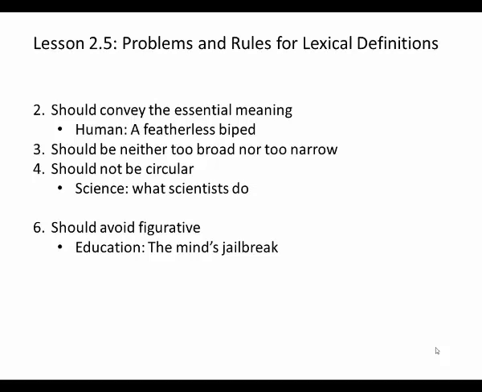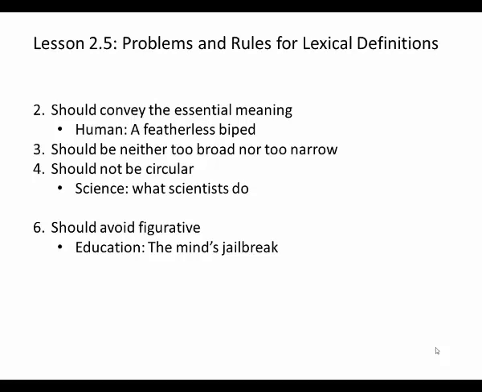Right? I mean, this is not a serious attempt to just explain what the thing is. I mean, it's some kind of metaphor and it's supposed to be inspirational somehow, but it doesn't actually just literally sit down and try and come up with an explanation of what education means. So that's not really what we want. So Rule 6, that the definition should avoid figurative language, that's another significant one.